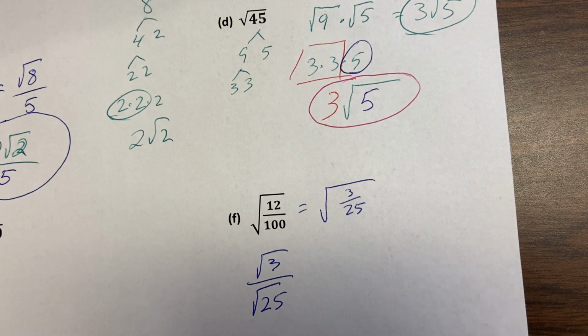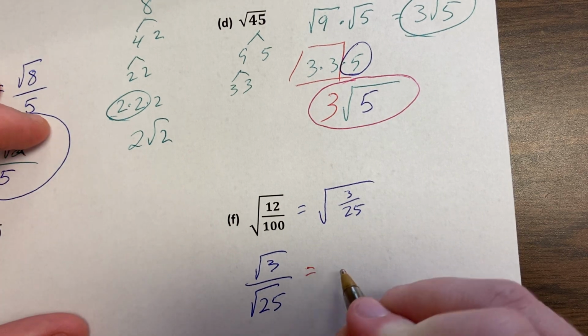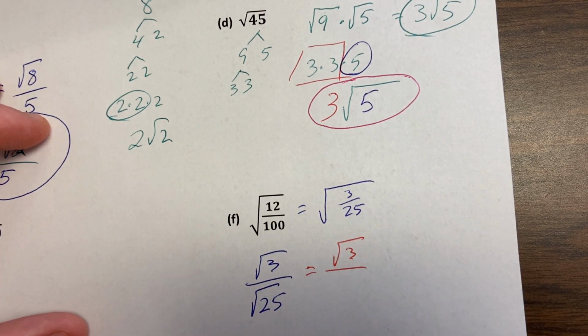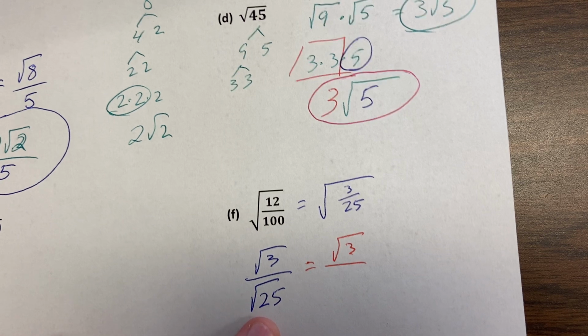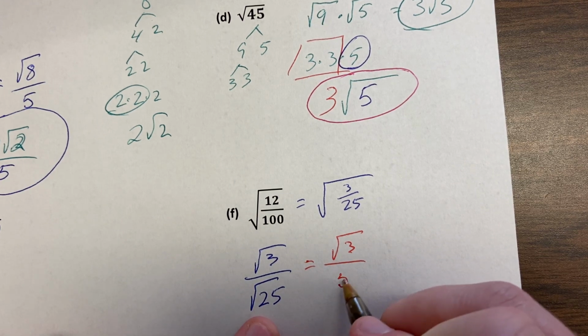Cool. Let's look to break down these radicals. I have a square root of 3 on top. Well, 3 is a prime number. That doesn't go any further, so I'm just going to leave that alone. On the bottom, I have a perfect square of 25. The square root of 25 is 5.